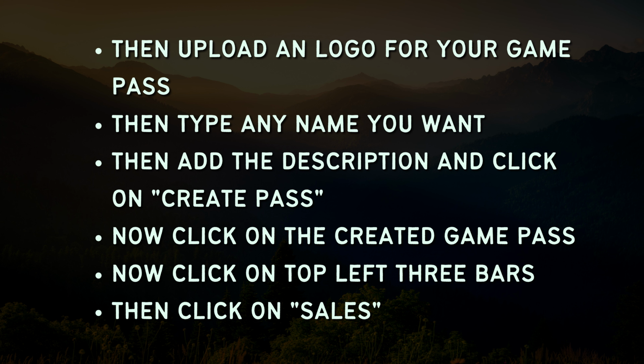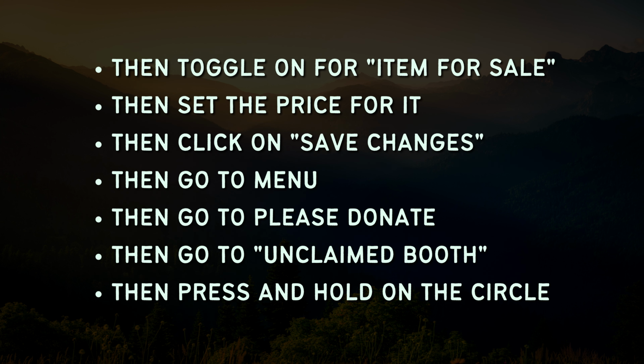Click on top left three bars. Then click on Sale. Then toggle on for Item for Sale. Then set the price for it. Then click on Save Changes.